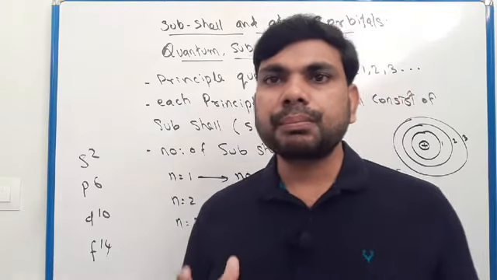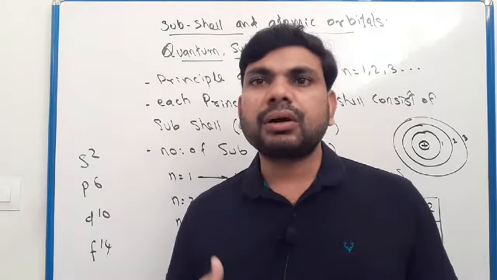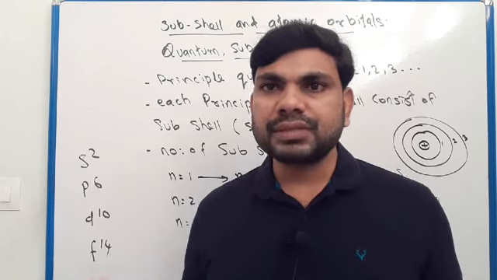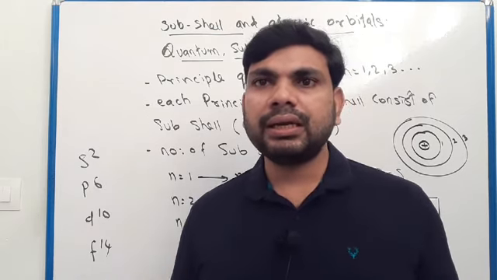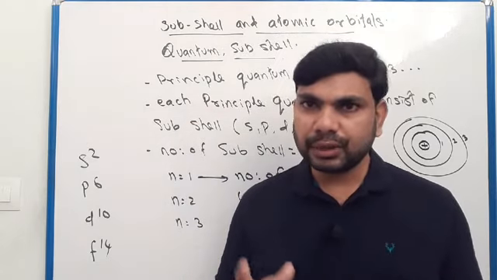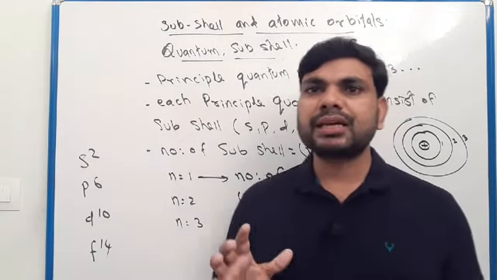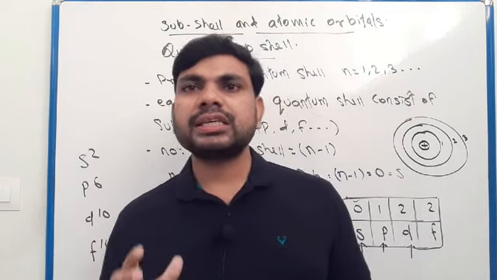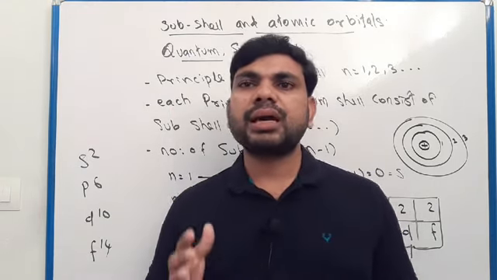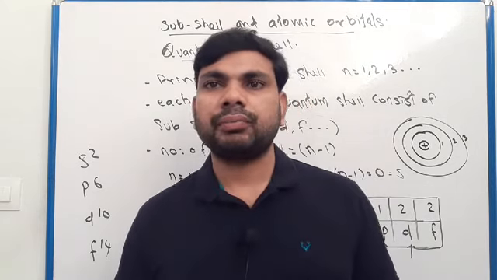So a principal quantum shell consists of subshells. There are different types of subshells: s, p, d, f. The s subshell can accommodate a maximum of 2 electrons, p subshell 6 electrons, d subshell 10 electrons, and f subshell a maximum of 14 electrons.